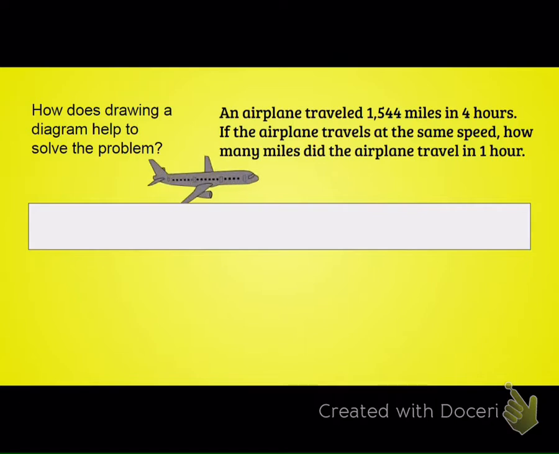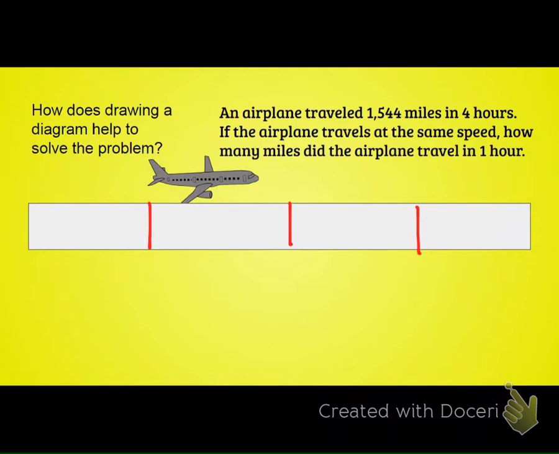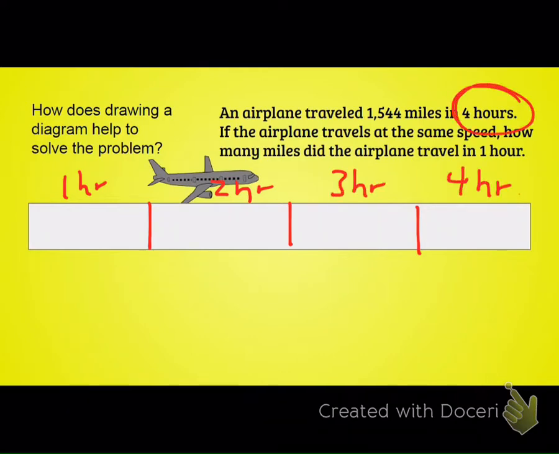So if we draw a diagram, we have the airplane there traveling from the beginning to the end. If we use that diagram to help us, go ahead and split this into 4 equal parts. So this is the first hour, and this would be the second hour, and this would be the third hour, and this would be the 4th hour. So we know that the airplane's going to travel for 4 hours. Well, how far does it travel using this tape diagram?